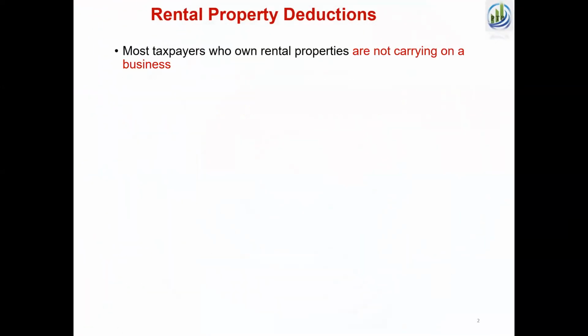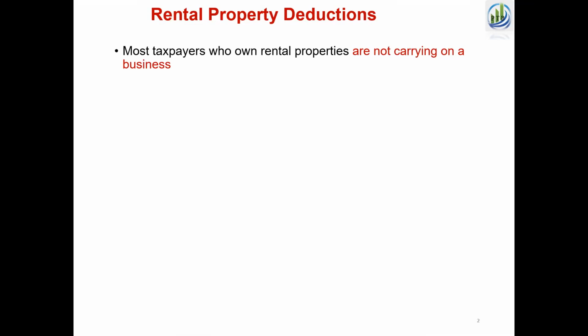Rental property expenses. A rental property is an investment property. Normally we call it an investment property. It is not carrying on a business. The normal rule is that investment property owners are not eligible to get an ABN for running that investment property as a business. So they are not carrying on a business, and therefore their rental income will be included with their normal income.